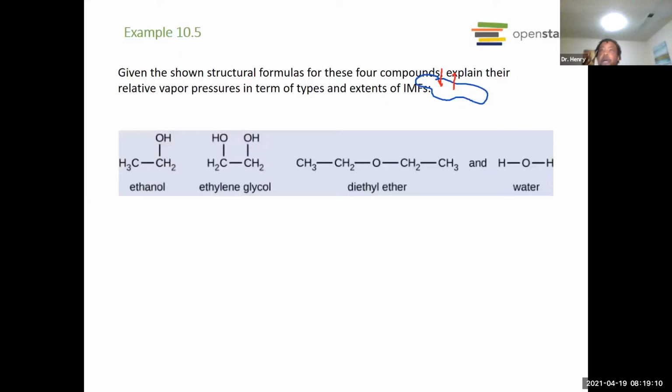Okay, so given the structural formulas of these four compounds, explain their relative vapor pressure in terms of types and extents of intermolecular forces, IMFs.